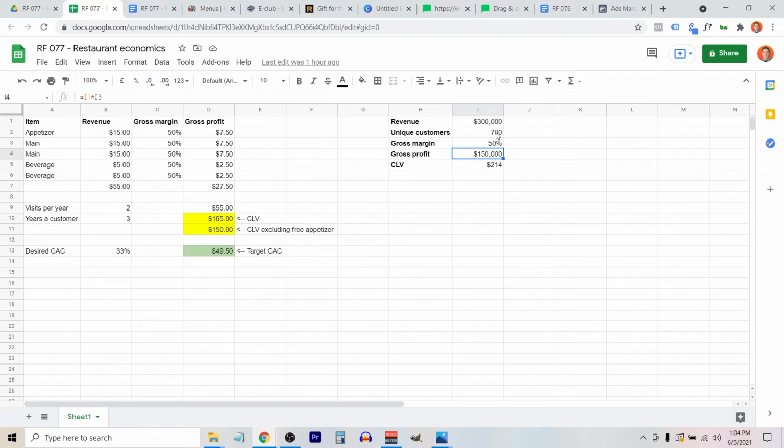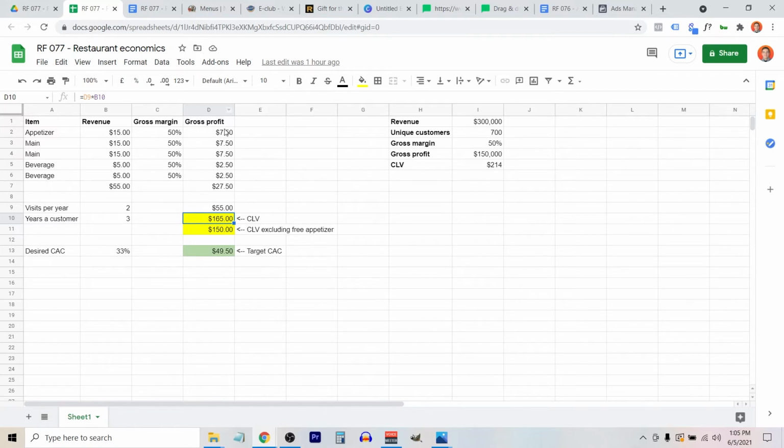If we divide that by the total number of unique customers, we get our customer lifetime value in this example of $214. So even though some of those customers are coming once and some are coming 10 times, over a long period of time, it's going to average out to this customer lifetime value. Once you know this number, you can be confident in your customer acquisition costs moving forward because you know it's going to average out. Okay, so going back to our example, we know our customer lifetime value is $165. We're going to offer them a free appetizer to try and get them in the door.